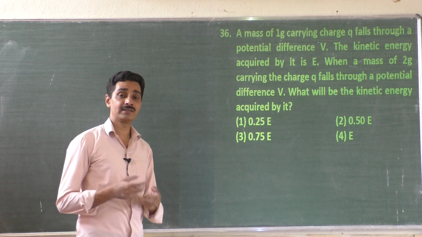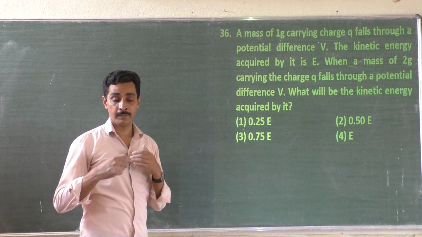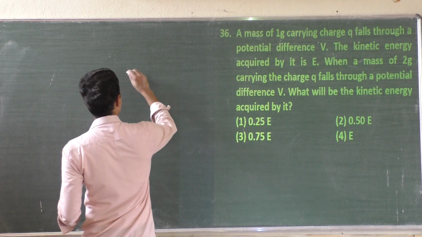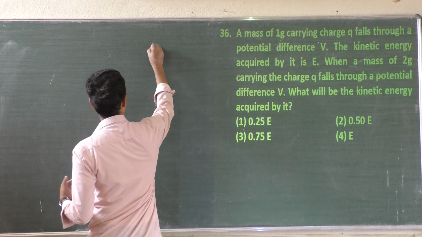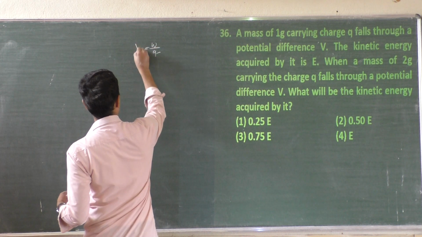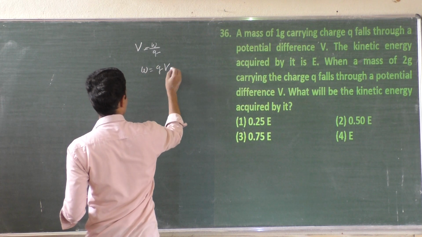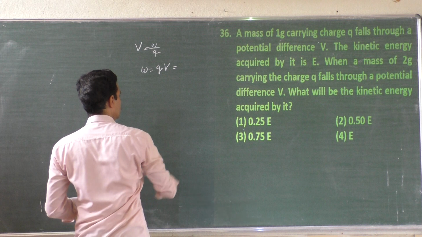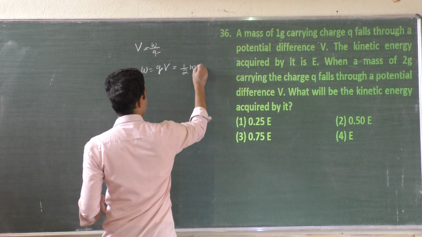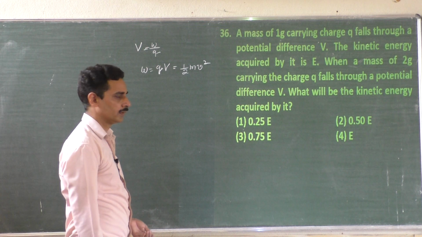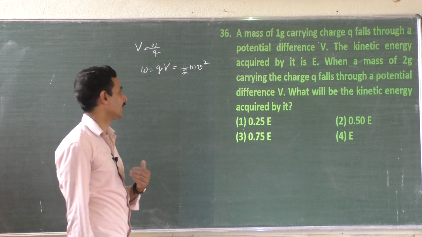Which formula connects the potential difference, mass, and kinetic energy? Simple. Work done per unit charge is the potential difference. So what is work done? Potential difference into charge, and that is also equal to the kinetic energy of the charged particle. Am I right? Q into V is potential energy. That gets converted into kinetic energy.